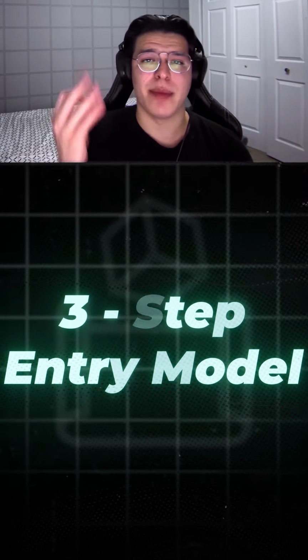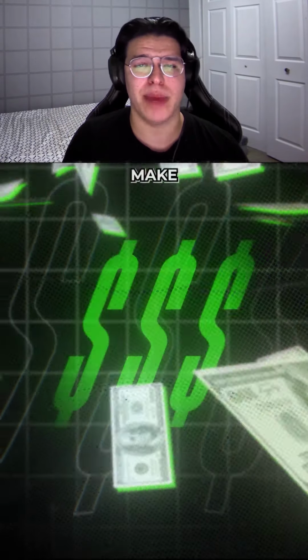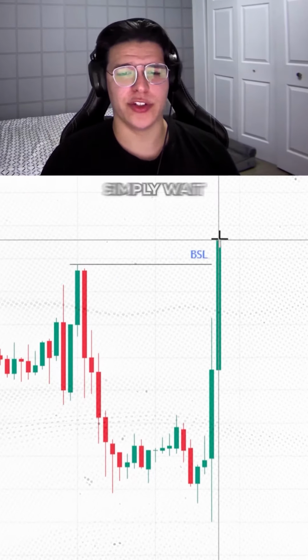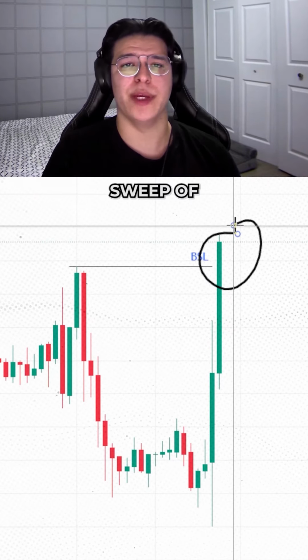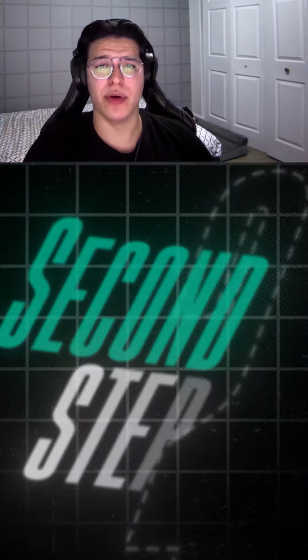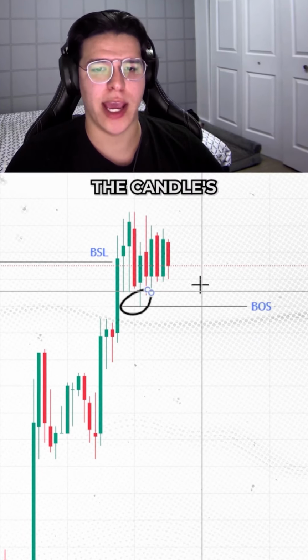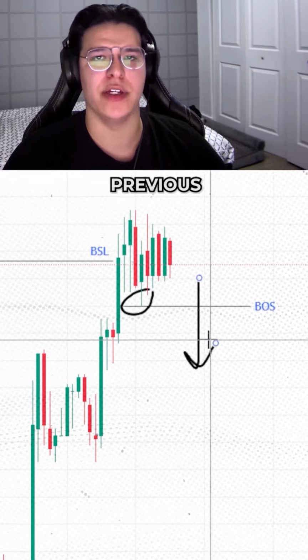This exact 3-step entry model has allowed me to continuously make profits like these in the market. The first step of this entry model is to simply wait for a higher time frame sweep of liquidity. The second step of this entry model is to simply wait for a break of structure, which is going to come when a candle is able to close below this previous higher low.